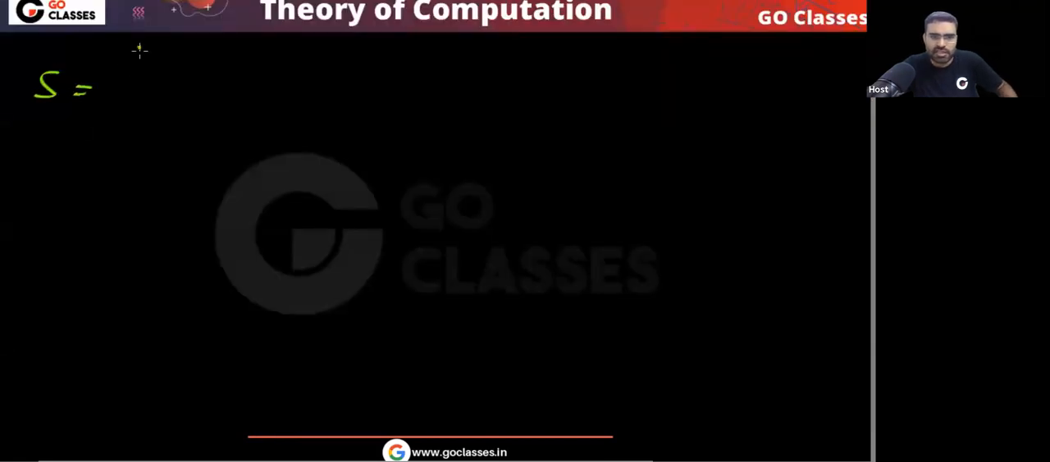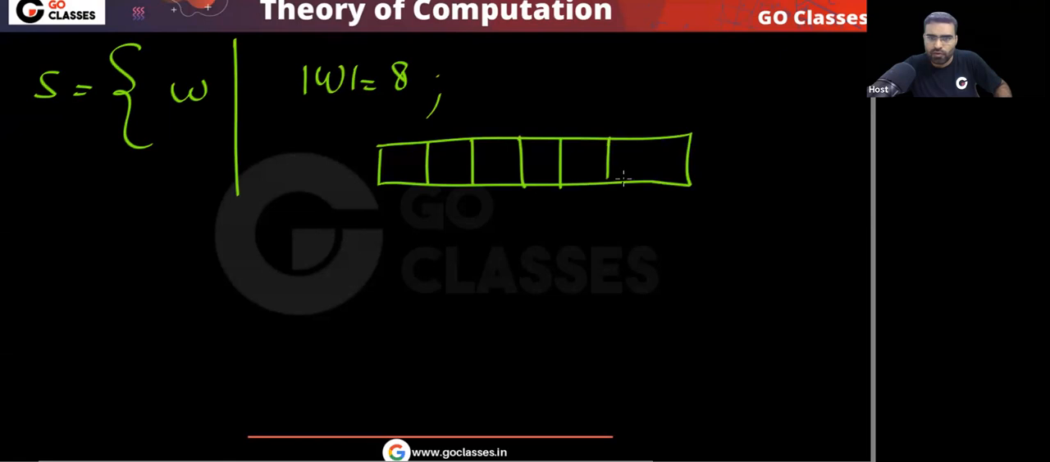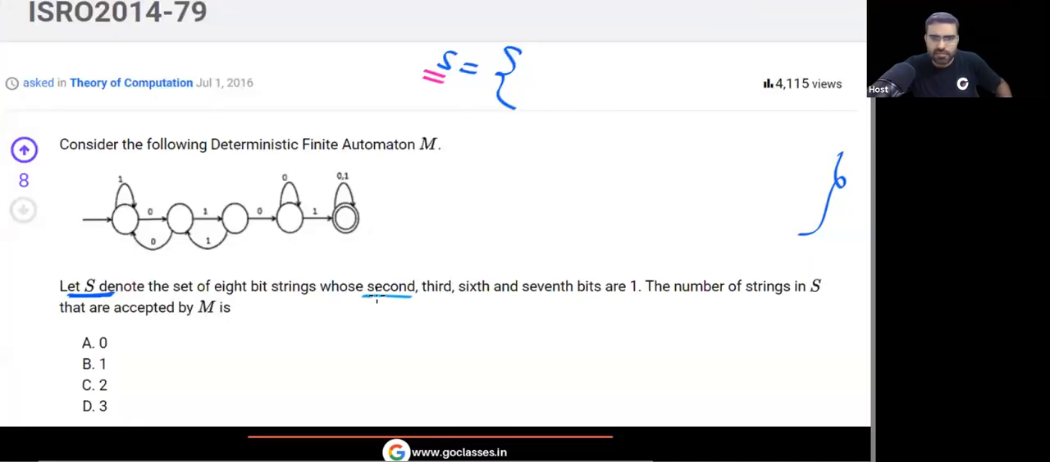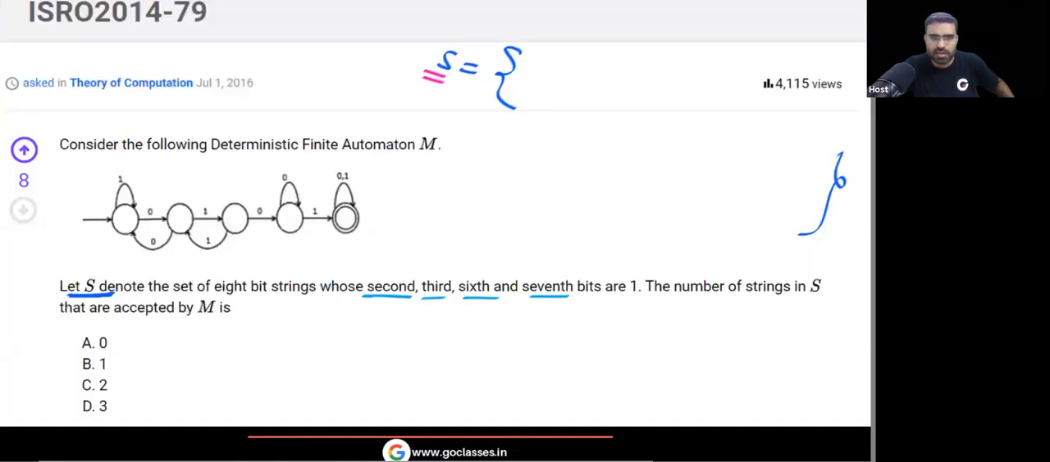So remember, the question is saying that in this S you have W, where the length of W is equal to 8. So this string you have 1, 2, 3, 4, 5, 6, 7, 8. So let's assume this is your W. Now the question is saying second, third, sixth, seventh bits are 1. Okay. So tell me, how many strings do you have in this set S?